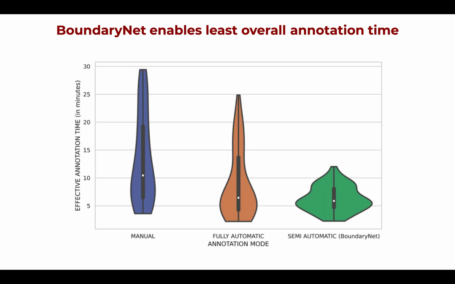When deployed for annotation, a timing analysis revealed that BoundaryNet reduces overall annotation time, including time for correction. BoundaryNet's effective annotation time is smaller than even fully automatic approaches due to the high quality of boundaries generated by the approach.